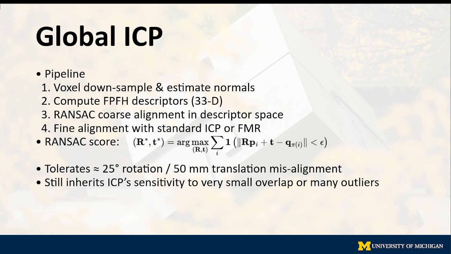To improve robustness, we introduce a global alignment step before local ICP. After voxel downsampling, we compute FPFH descriptors and use RANSAC to find the coarse alignment in descriptor space, which is then refined using standard ICP. This pipeline significantly increases the capture range, handling up to 25 degrees of rotation or 50 millimeters of translation error, but still struggles when overlap is very small or when many outliers are present.